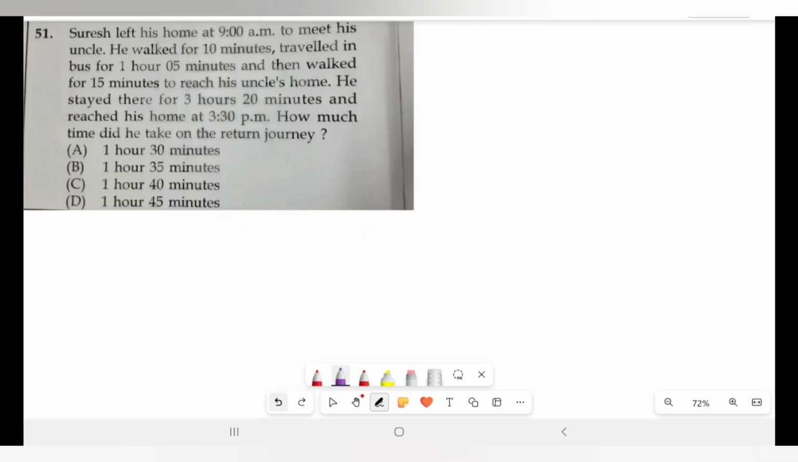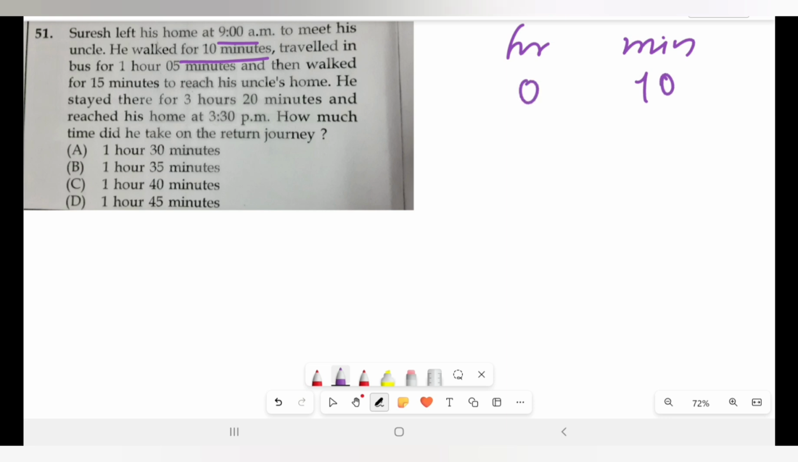Here in this question, Suresh left his home at 9 a.m. to meet his uncle. So he walked 10 minutes. Let us say we can write one side hour and one side minute, so that it will be easy to calculate the total amount of time. So here 0 hour 10 minute.